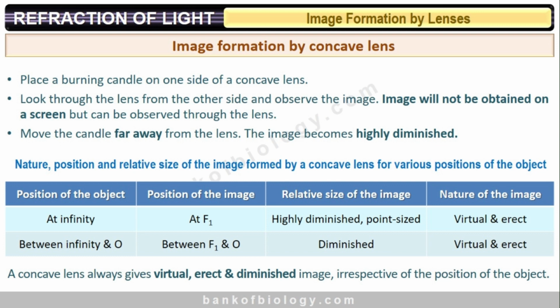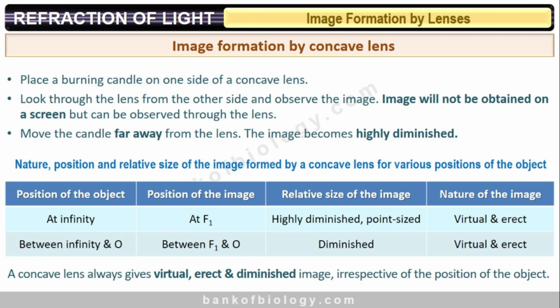Image formation by a concave lens. Place a burning candle on one side of the concave lens. Look through the lens from the other side and observe the image. The image will not be obtained on a screen but can be observed through the lens.